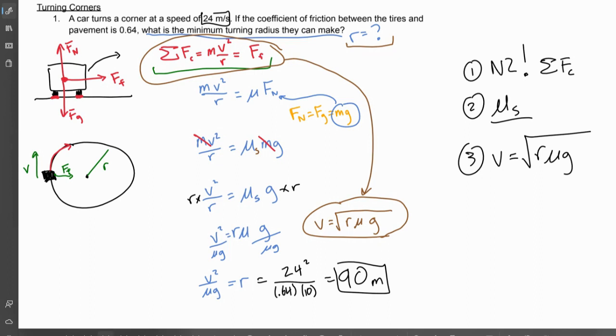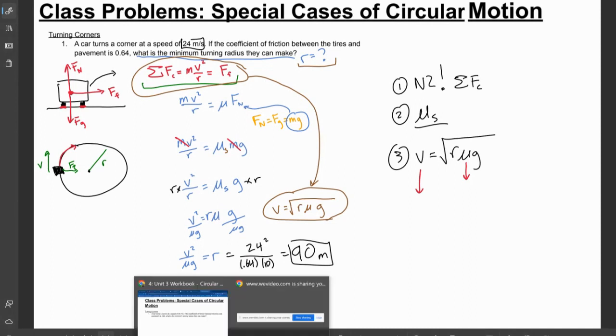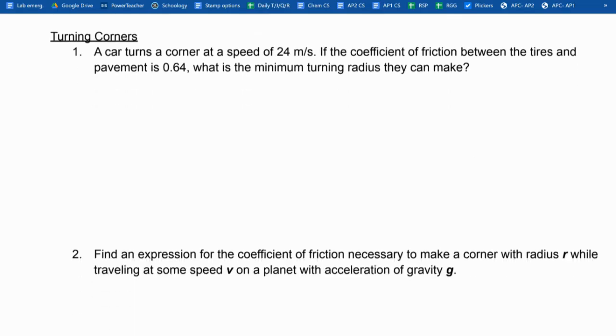But let's look at it the other way. What happens if mu decreases? Let's say it's an icy day on the roads. Well, the velocity is going to decrease. And it's a squared function because of that square root. So mu is low, drive slow. All right. I'd be remiss in my physics teacher duties if I didn't drill that into your little noggins. All right. So we can go over to number 2 now.